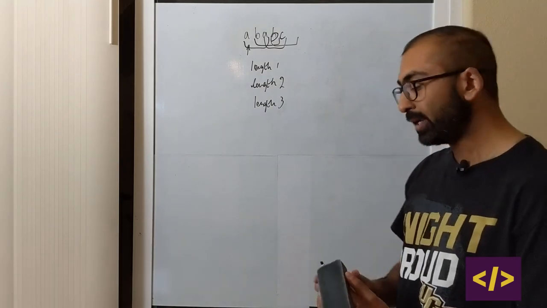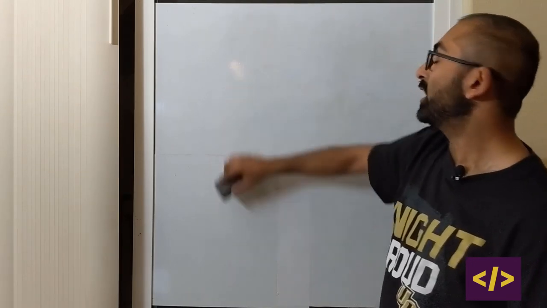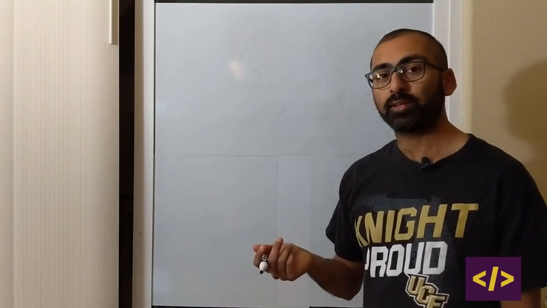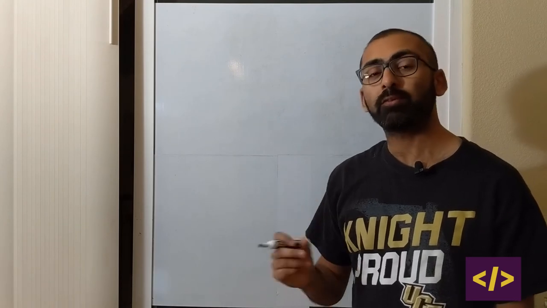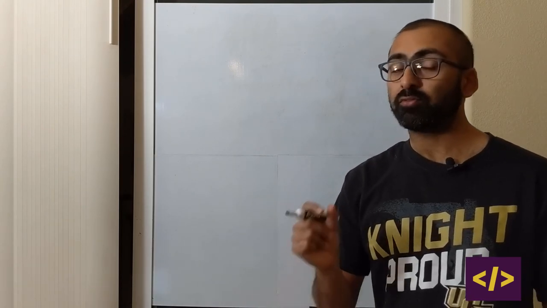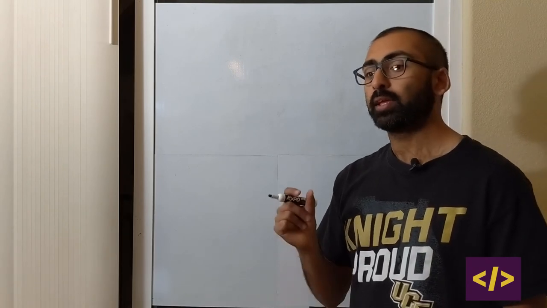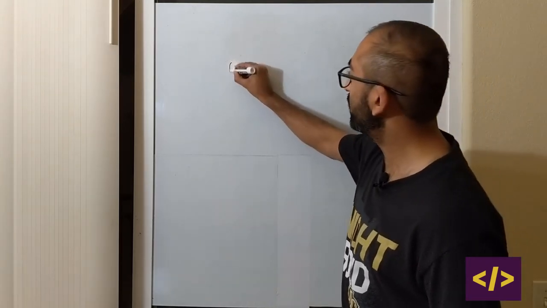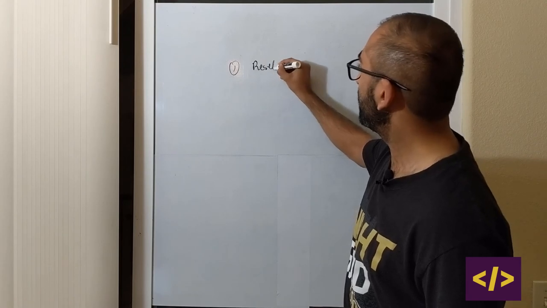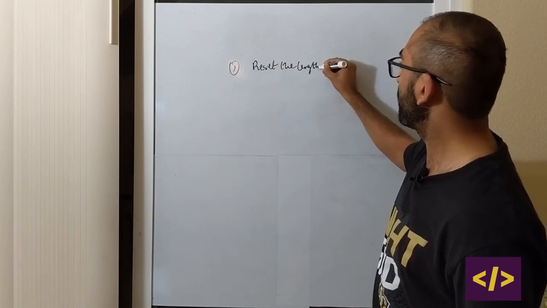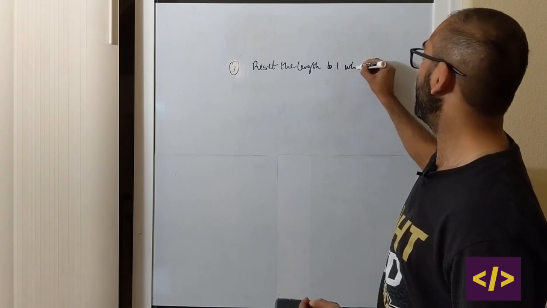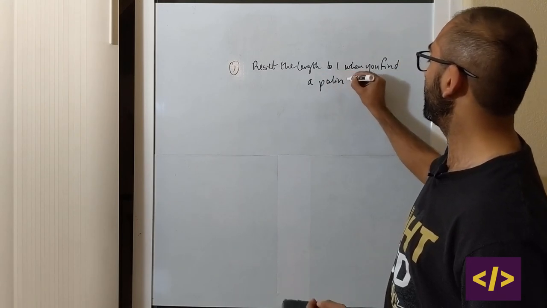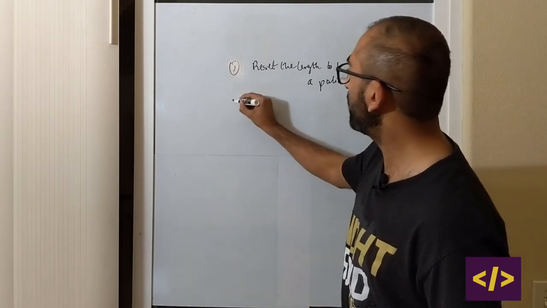So three things to keep in mind when you're doing the palindromic decomposition of a string. Number one, you need to reset your length at every point. Every time you find a palindrome, reset it and then keep trying to find guys with length one, then length two, then length three, and just keep going like that. That's the first thing, okay? Reset the length to one when you find a palindrome.